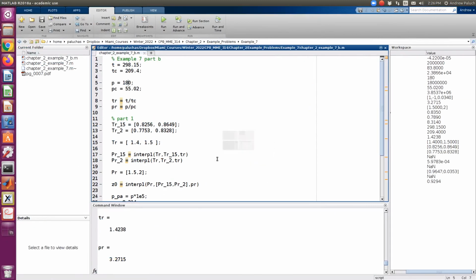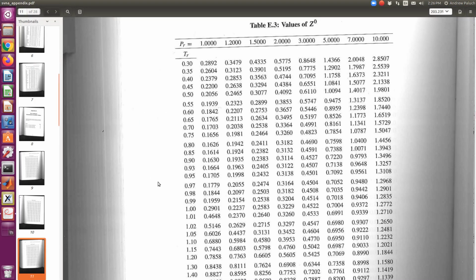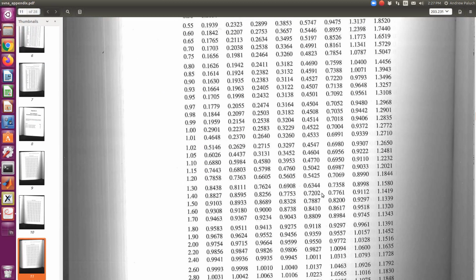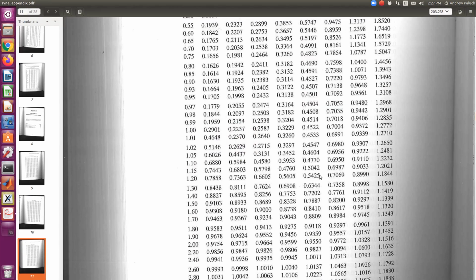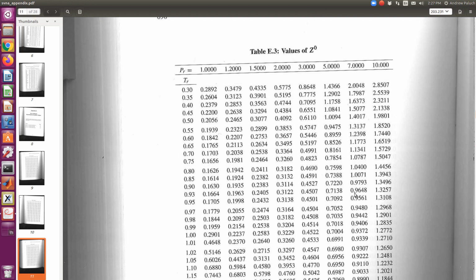Good. So then I go back to my Lee-Kesler tables. It should be behind here. So I have a reduced pressure of 3.27. So now I'm going to be between 3 and 5. Reduced temperature is still my 1.4238. So I'm going to be right between here. So 0.7202. 0.7761.